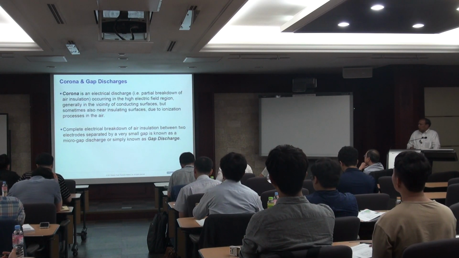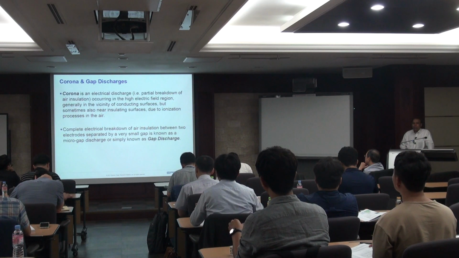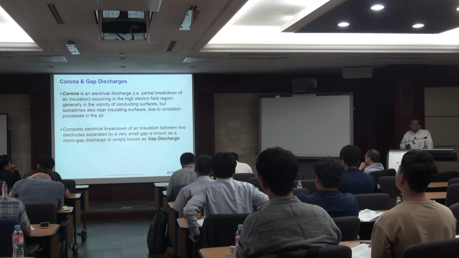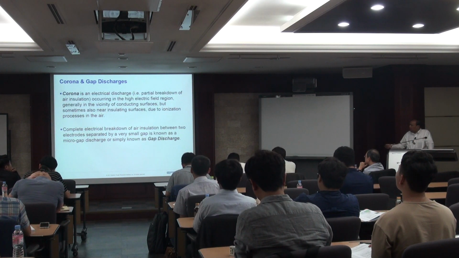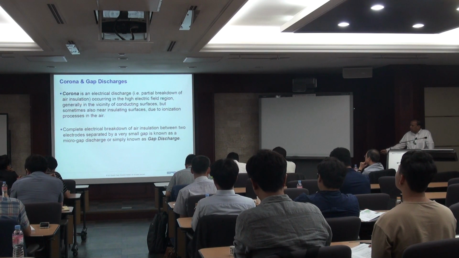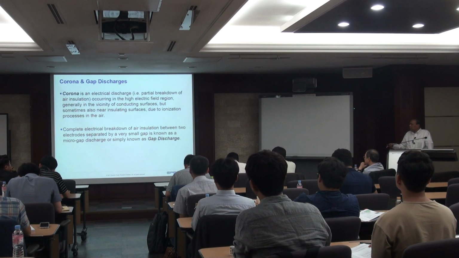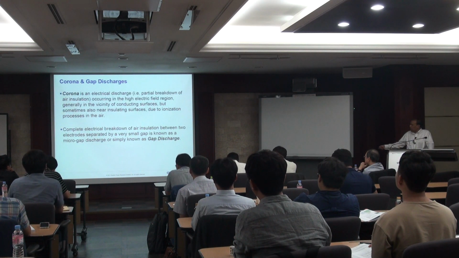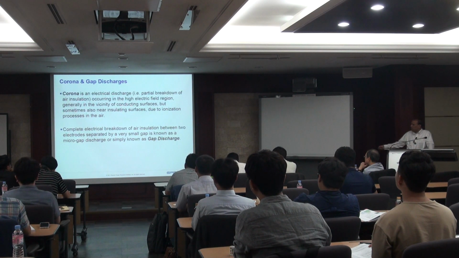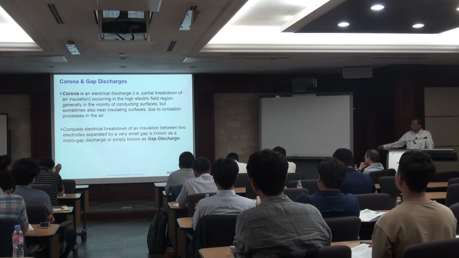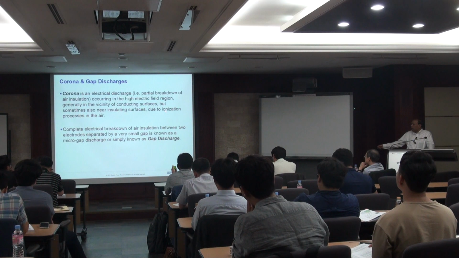Now definitions of these two, corona and gap discharges. Corona is an electrical discharge or partial breakdown of air insulation. Air insulation means air surrounding the conductor, for example, that is occurring with high electric field region, generally in the vicinity of the conducting surface, which is in our case overhead line, the conductor, but sometimes also near insulating surfaces like around insulators, due to ionization processes in the air. We'll define what is ionization later.